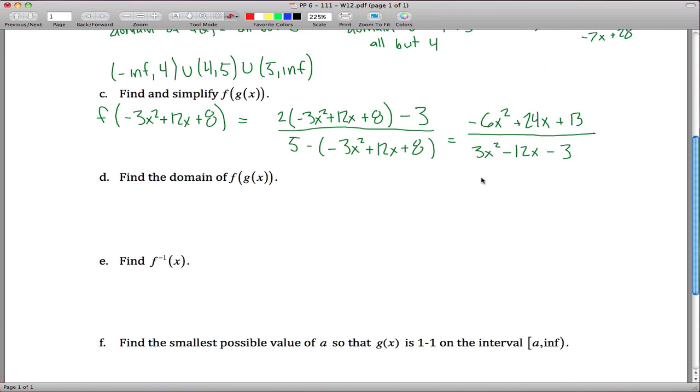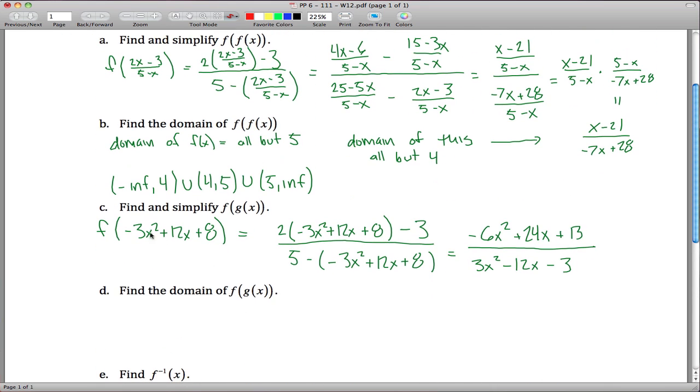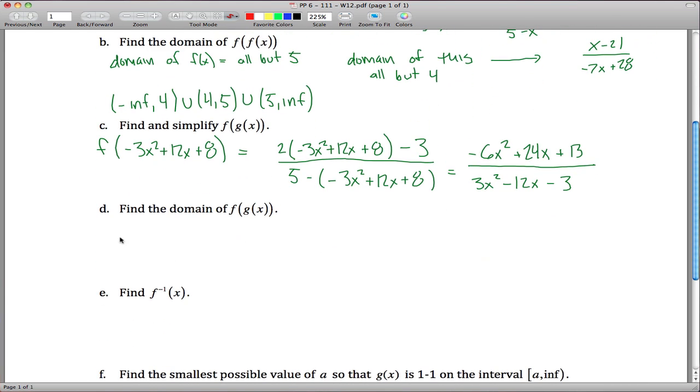Find the domain of this mess. Let's see, the domain of f of g of x. We first have to figure out the domain of g of x. That's this polynomial here. All numbers work. We won't divide by 0. We won't take the square root of a negative. So we're good. So all we have to do is make sure that 3x squared minus 12x minus 3 does not equal 0. So let's figure out when it does equal 0.